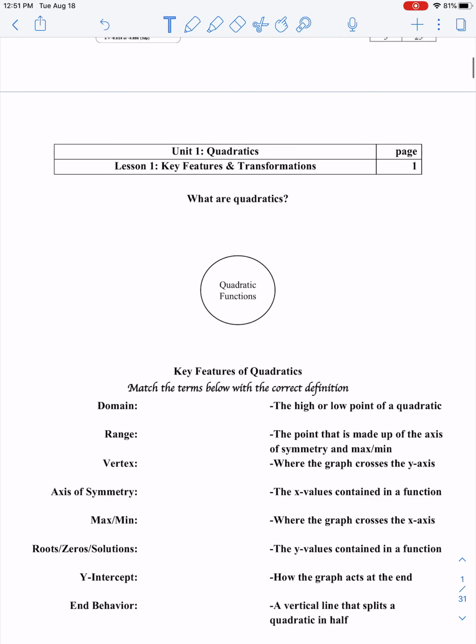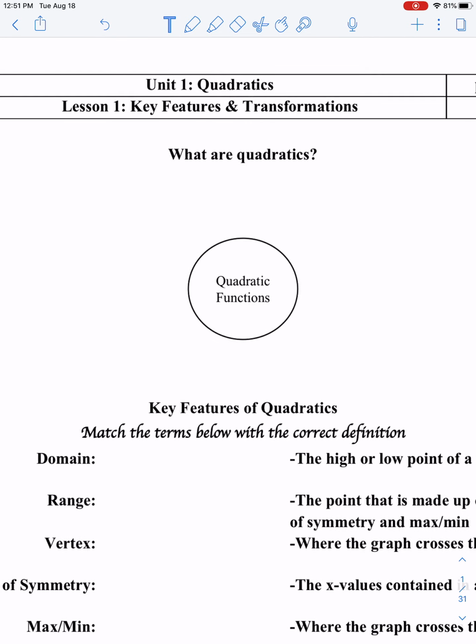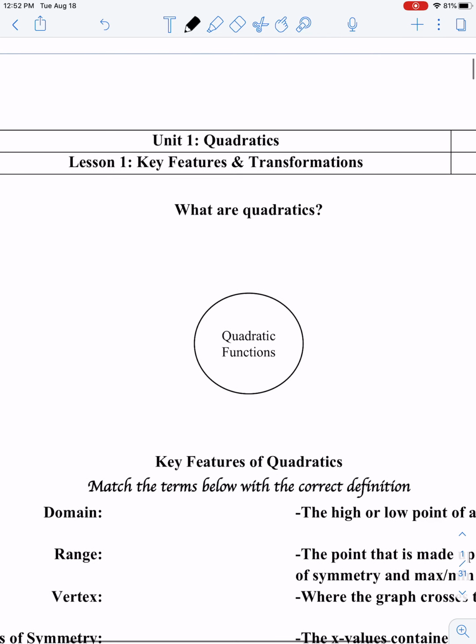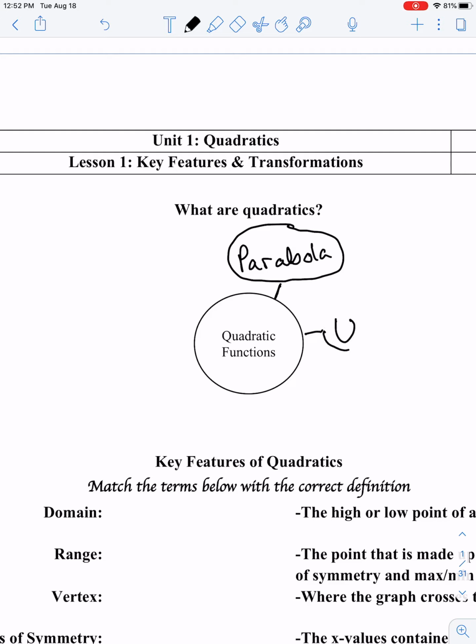So starting off, before you can really talk about the key features of a quadratic, you actually need to know what it is and be able to describe it. Formerly, they had the shape of a parabola. Now, what does parabola mean? Basically, it looks like a U, or it can look like an N.